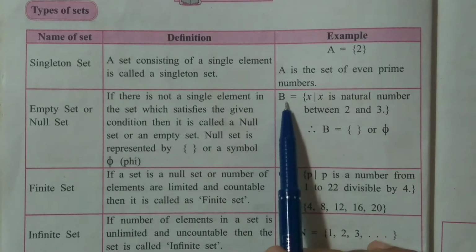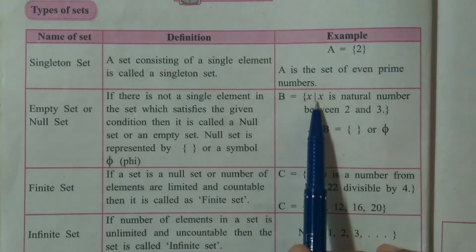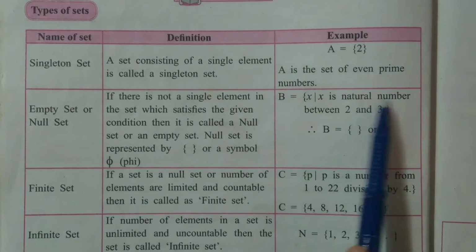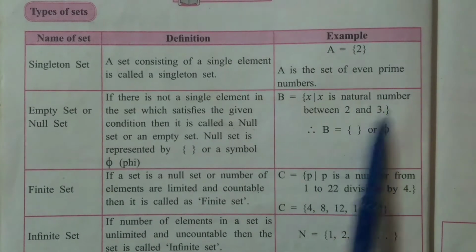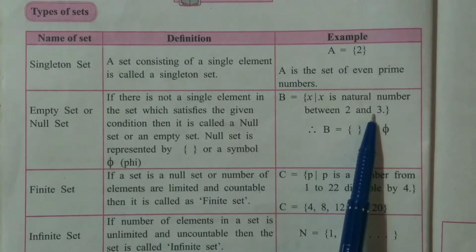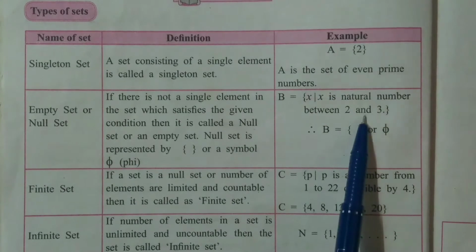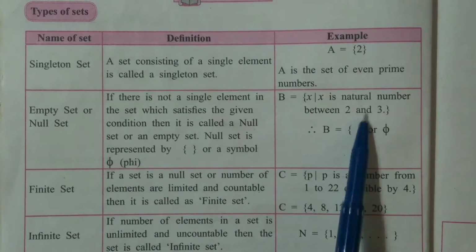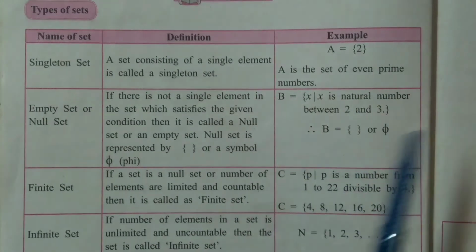For example, B is equal to the set of all x such that x is a natural number between 2 and 3. The condition is given that x is a natural number between 2 and 3. Is there any natural number between 2 and 3? No, not a single number. So B is an empty set or phi.